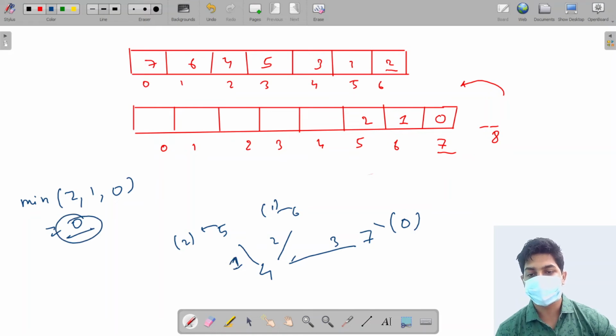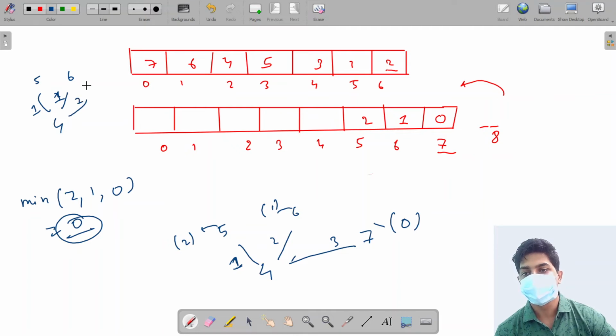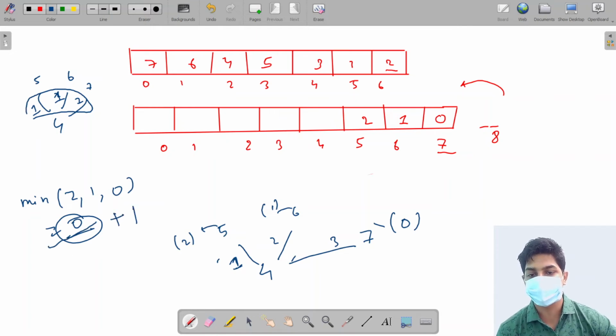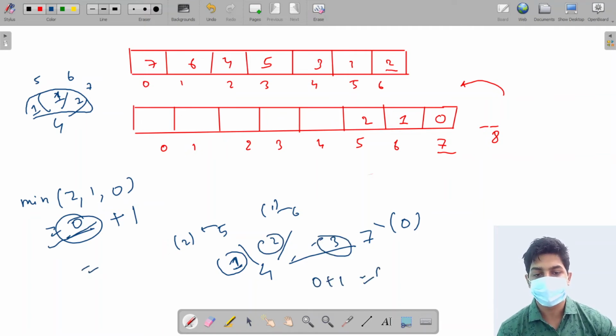And one jump is required from 4 to reach each of these. From 4, I need one jump of 1 unit to reach 5, one jump of 2 units to reach 6, and one jump of 3 units to reach 7. So my answer will be the minimum plus the one jump which I am taking over here. So in this case the answer is 0 plus 1 equals 1. So one jump is required from stair number 4 to reach the destination.